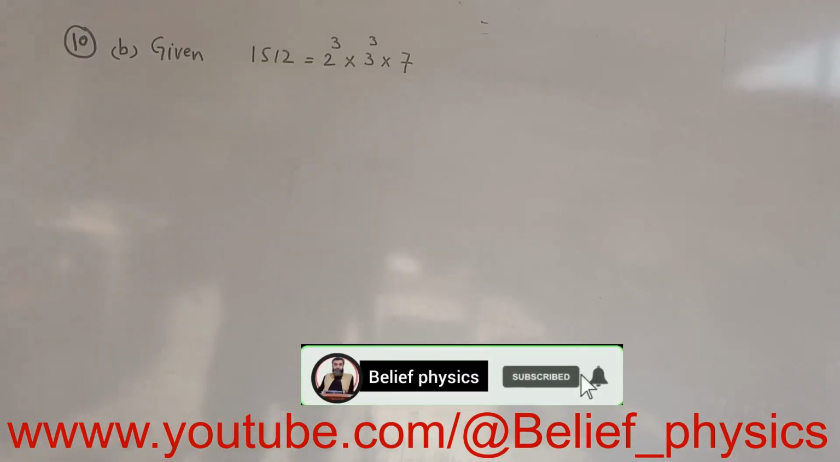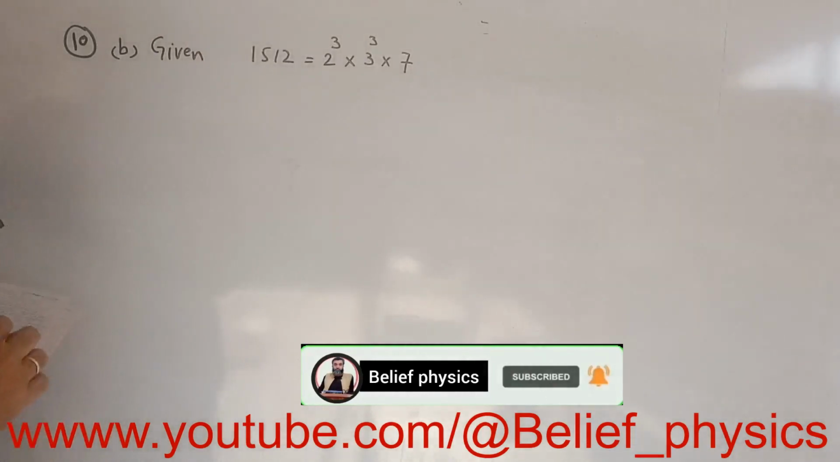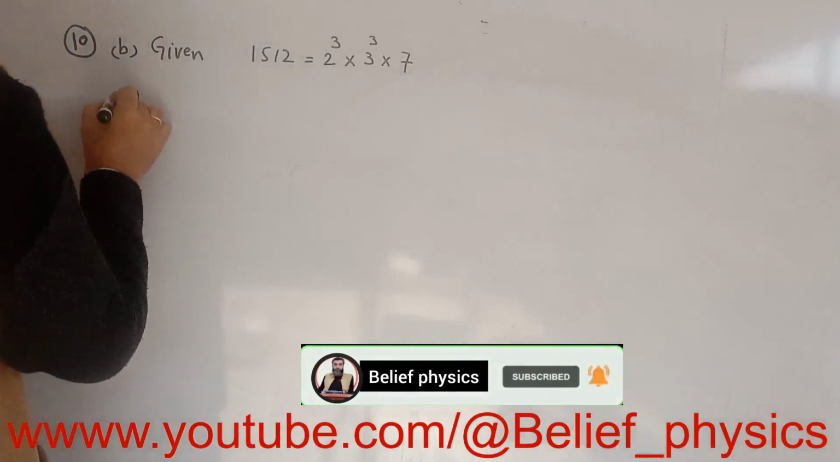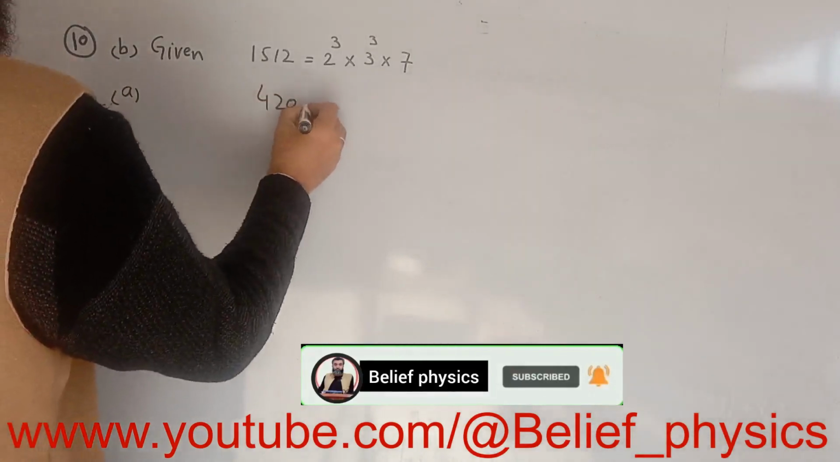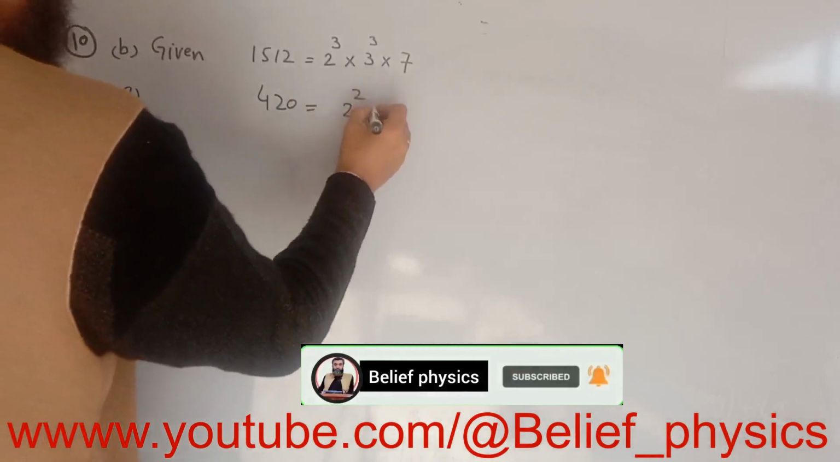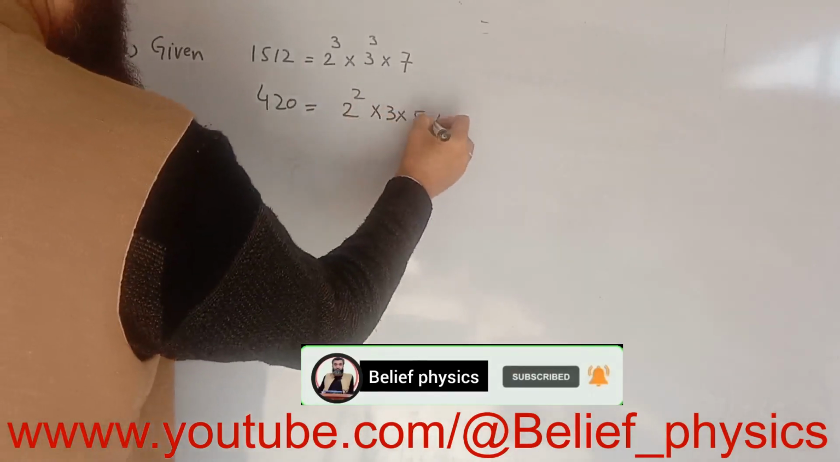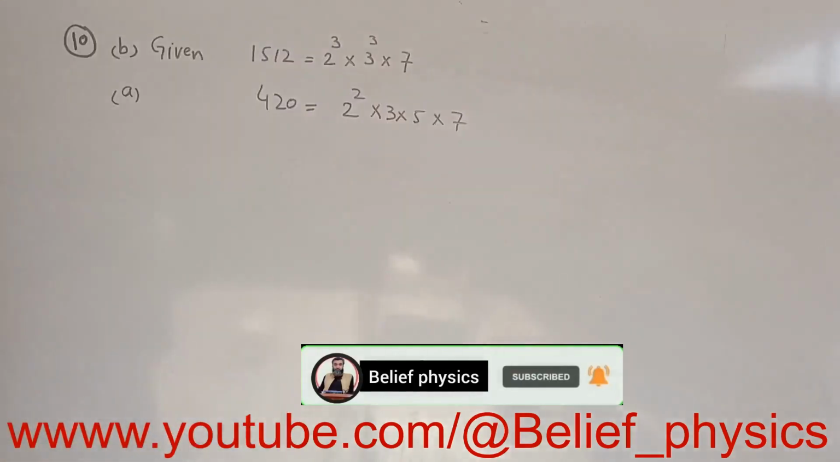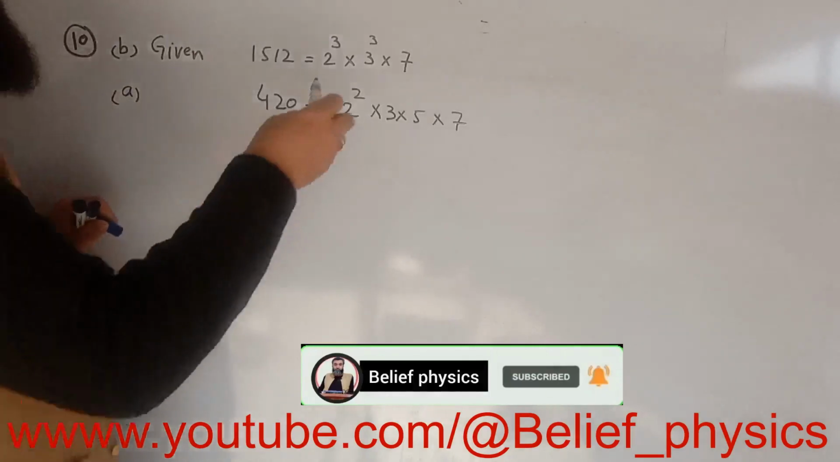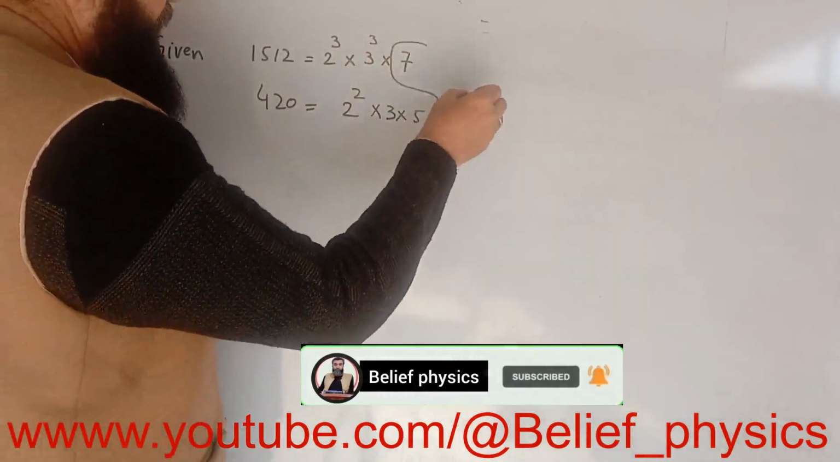Part B is given that 1512 can be written as 2 cube times 3 cube times 7. Find the highest common factor of 420 and 1512. In part A, we have written 420 as 2 square into 3 into 5 into 7. So the HCF of 1512 and 420 can be calculated by taking the product of the common factors. Look here, 7 is common here.